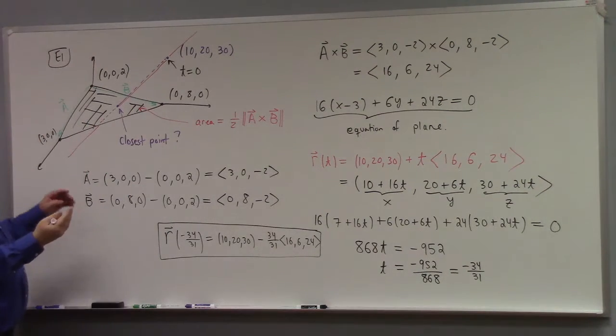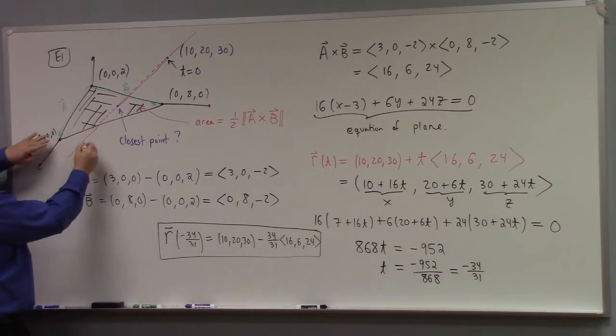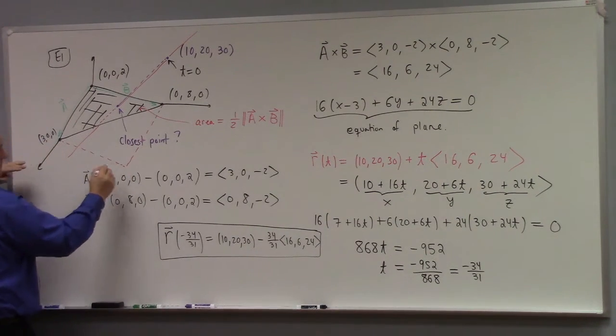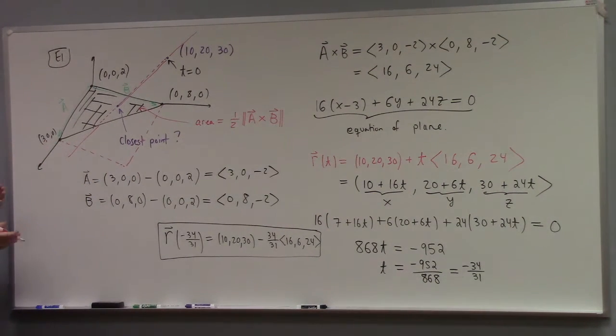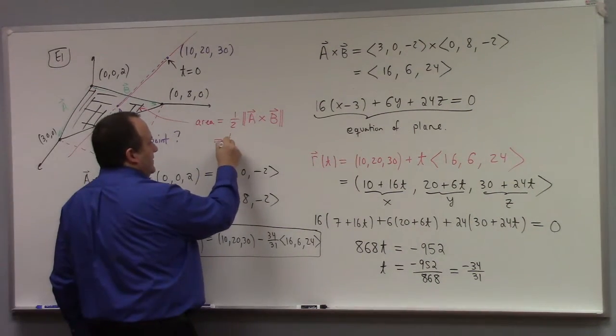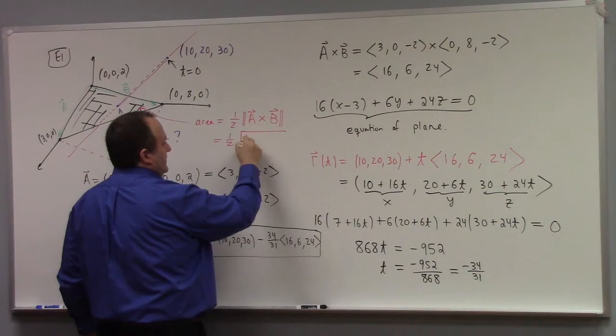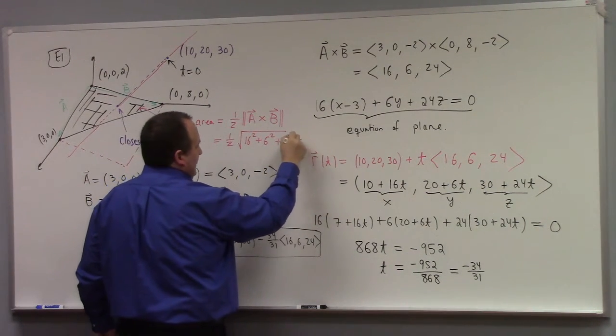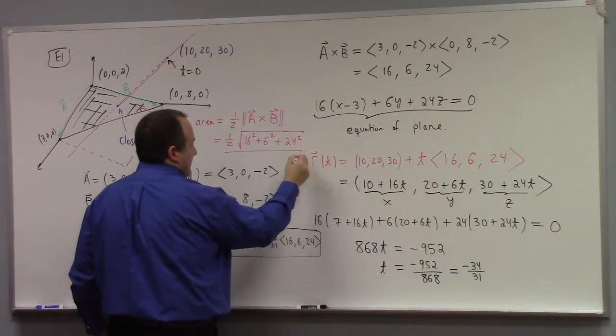Now the area of the parallelogram, like if I was to extend like this, right? The area of the parallelogram is just the magnitude of A cross B. We know that, right? So half of the area of the parallelogram is the area of the triangle. So you just take half of that magnitude. What is the magnitude? Well, it's 1/2 of the square root of 16 squared plus 6 squared plus 24 squared. I don't really care what that is. The point is, there you go. That's the area of the triangle.